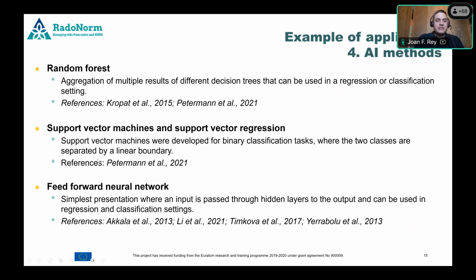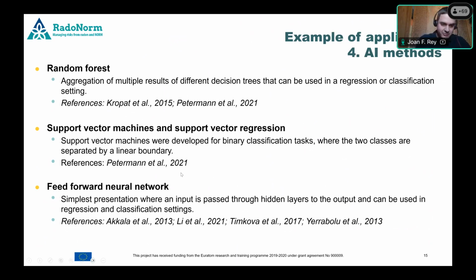Then we do have the support vector machines and the support vector regression. Here, these algorithms were developed for binary classification tasks. So here the output could be really similar to the logistic regression output, since it will result in two classes, and in this method, this is going to be a space which will be separated by a linear boundary. It has been used in Peterman et al.